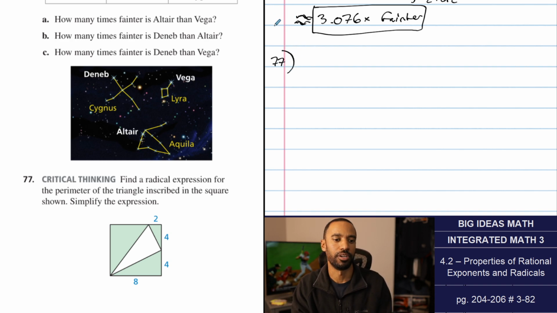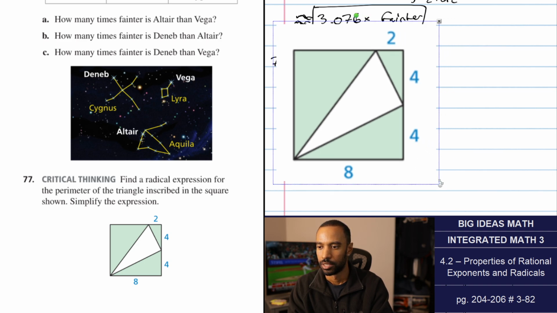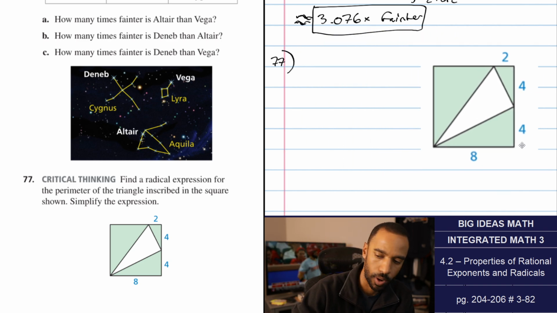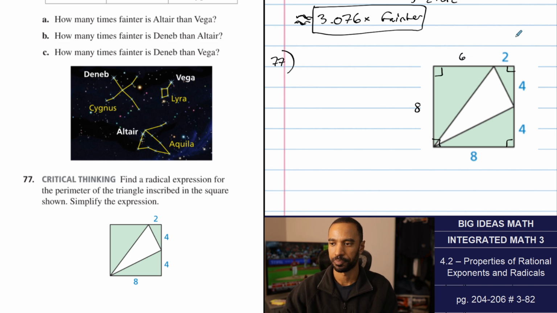Probably want to copy that figure over. Find a radical expression for the perimeter of the triangle inscribed in the square shown. Simplify the expression. Well, give me a second. All right, well, what do we see here? They said it's a square. Square tells you several things: right angles and congruent sides. As far as right angles go, Pythagorean theorem can be of assistance to get these side lengths. As far as congruent sides go, 4 plus 4 is 8, and that's 8 as well. That means this has to be 8, and so does this, but 8 minus 2 is 6.